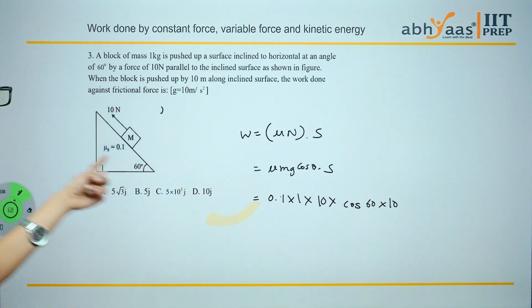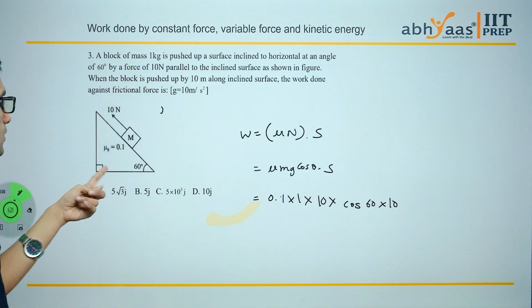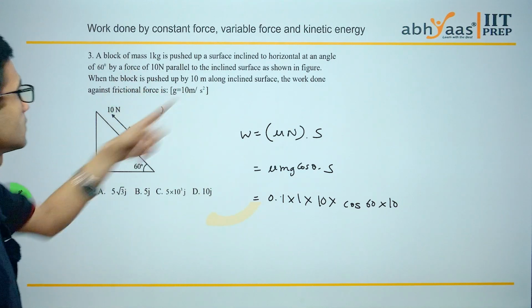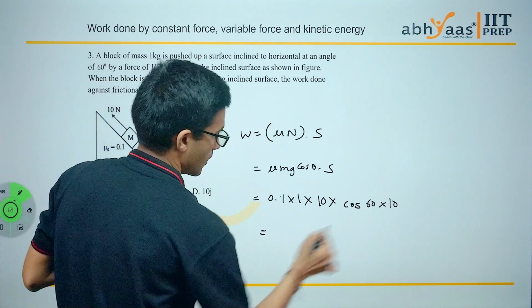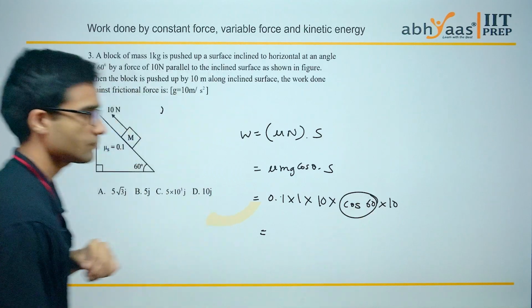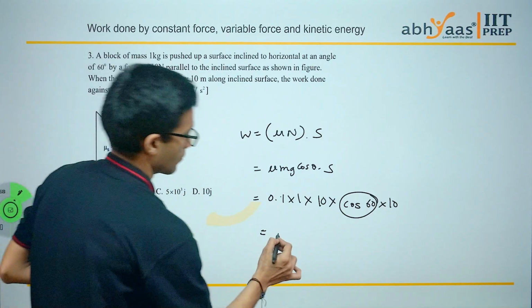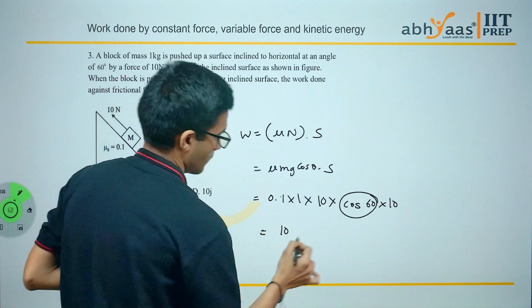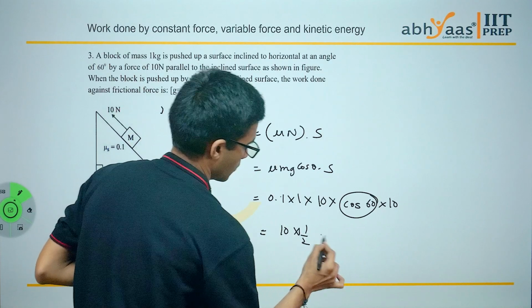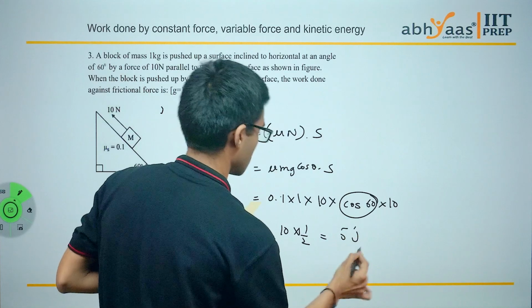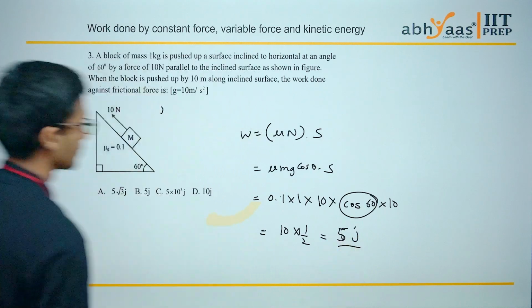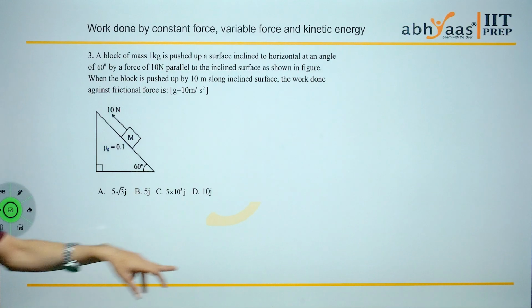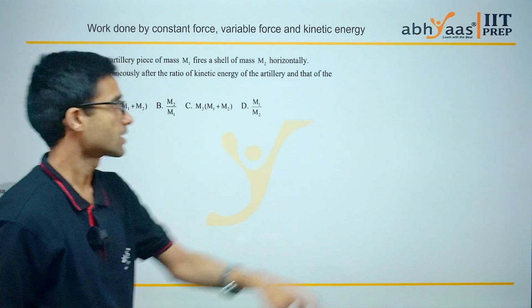Mu mg cos theta. Mu is 0.1, m is 1 kg, g value if you take 10, cos 60, into displacement is 10 meters. So what you will get? Cos 60 value is how much? It is 1 by 2. 10 into 0.1 is 1 only. 10 into cos 60 is 1 by 2, that is 5 joules. This is the answer, 5 joules. Option C, option B. This is also a simple bit, so you can easily solve this kind of problem.